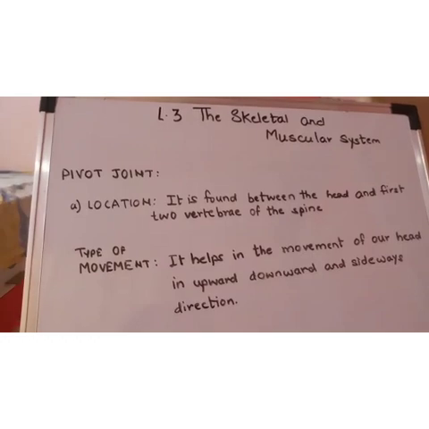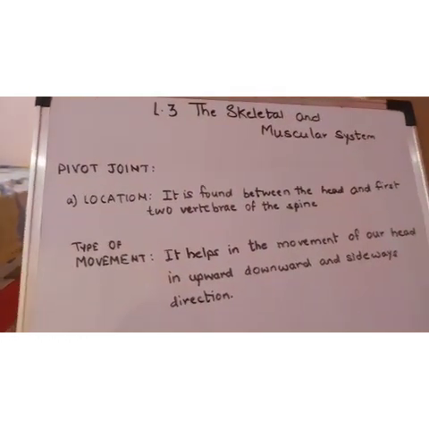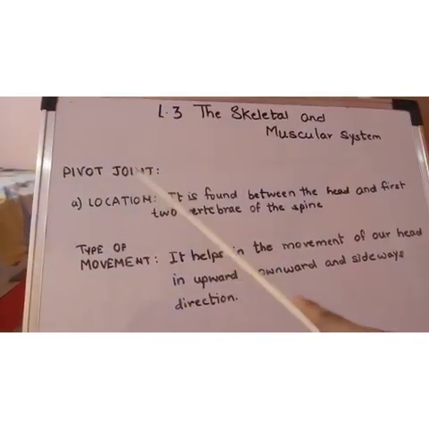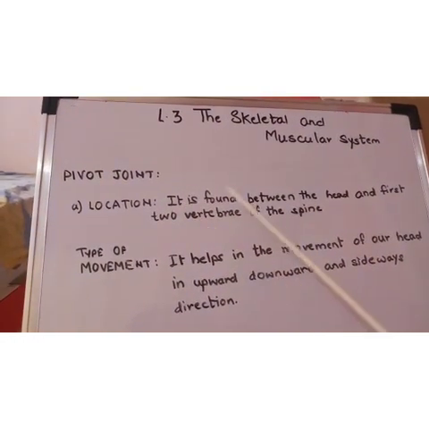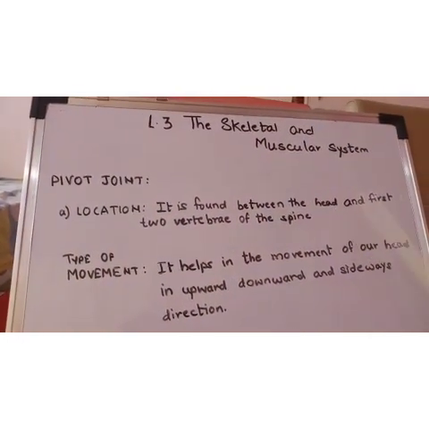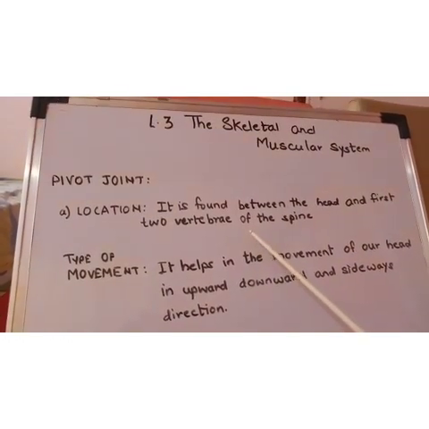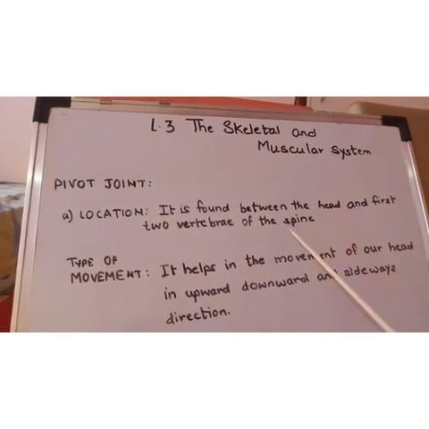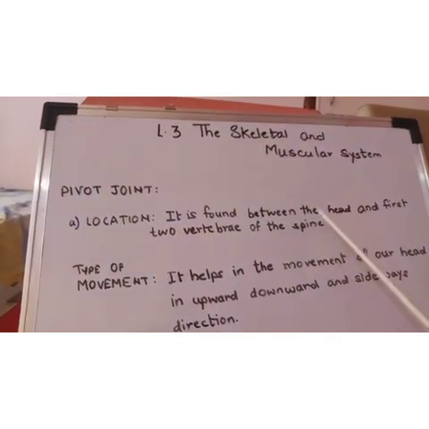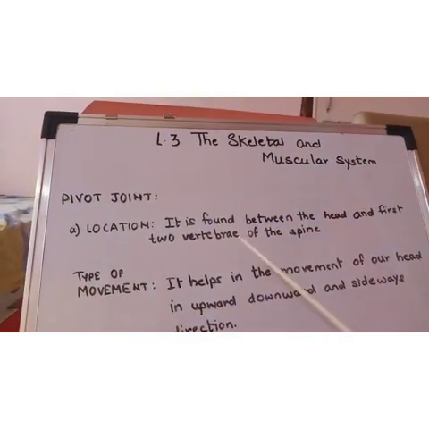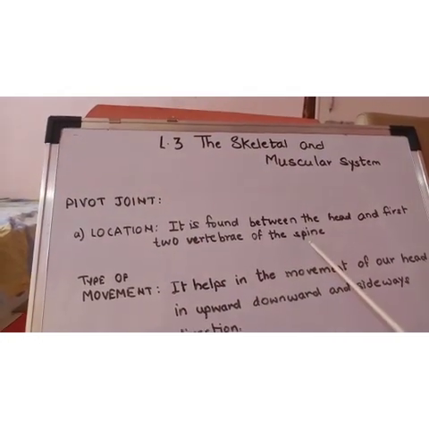Let's study the first movable joint, that is the pivot joint. Please remember, the pivot joint is found between the head and first 2 vertebrae of the spine. Please remember the location of the pivot joint.